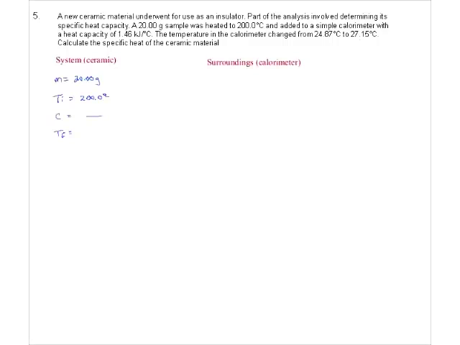What do we know about our surroundings? We know that the calorimeter is very accurate, it's 1.46 kilojoules per degree Celsius. Notice there's no mass. We know the initial and final temperature of this, so therefore we know the final temperature of our piece of ceramic. It's the same thing, thermal equilibrium.